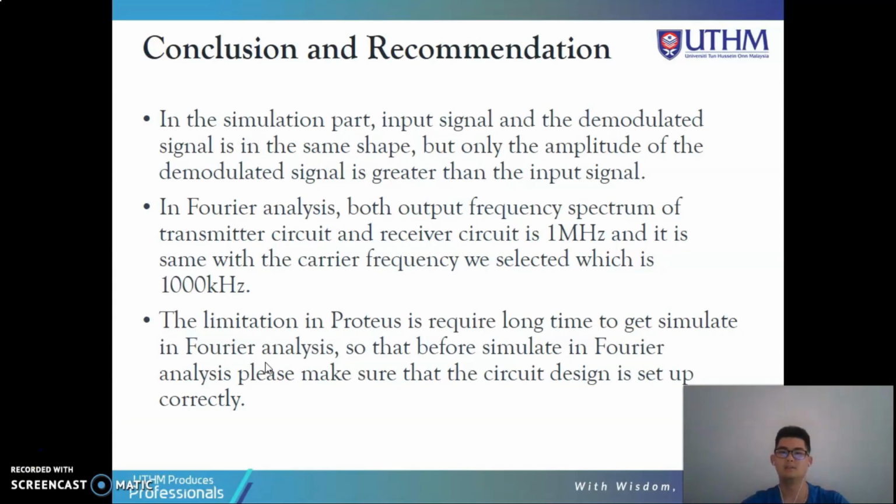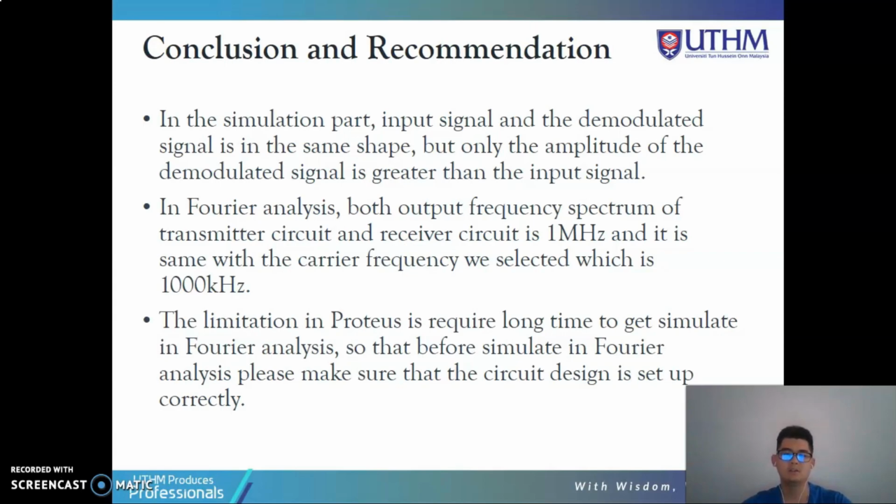This is the conclusion and recommendation. In the simulation part, the input signal and demodulated signal have the same shape, but the amplitude of the demodulated signal is greater than the input signal. It is because the demodulated signal undergoes a few stages of amplification. In the previous analysis, the output frequency spectrum of both the transmitter circuit and the receiver circuit is 1 MHz, which is the same as the carrier frequency we selected before, 1000 kHz. Based on this result, we can conclude that our project is successful.